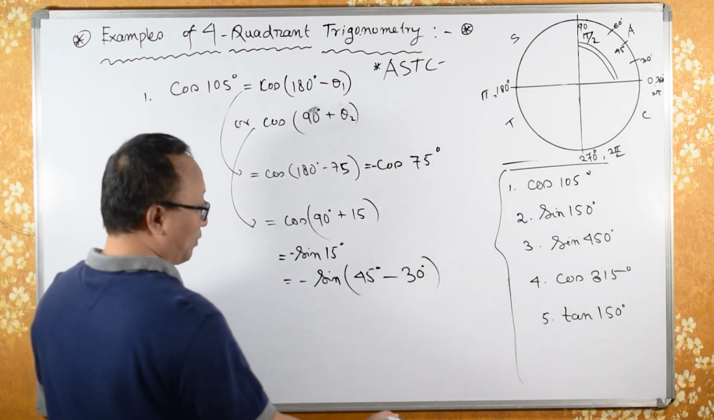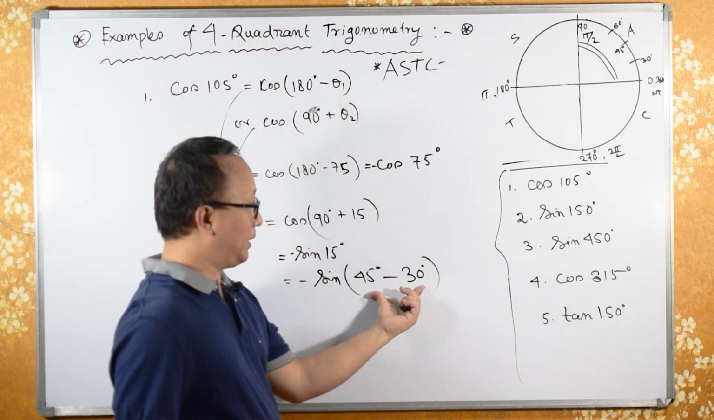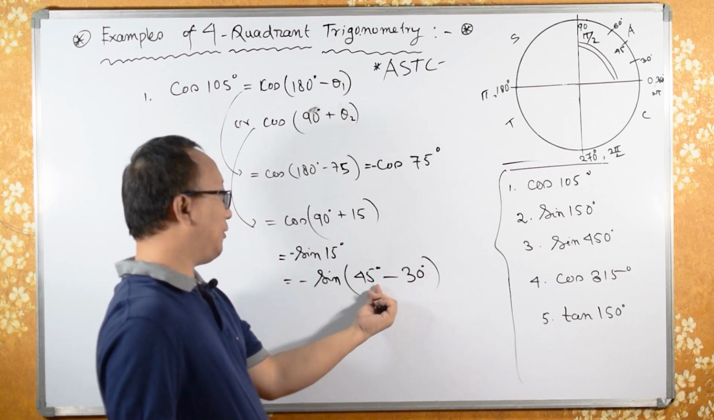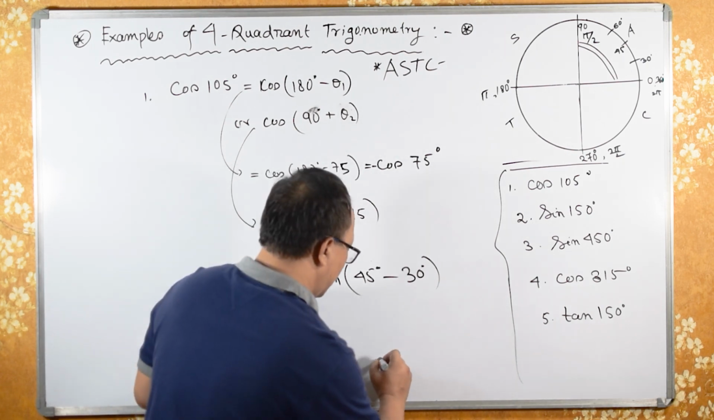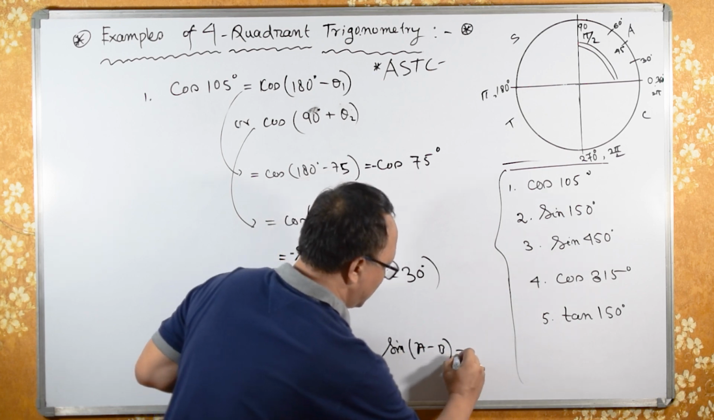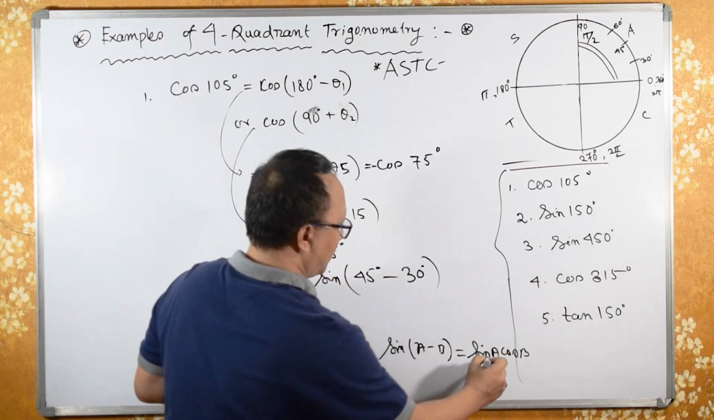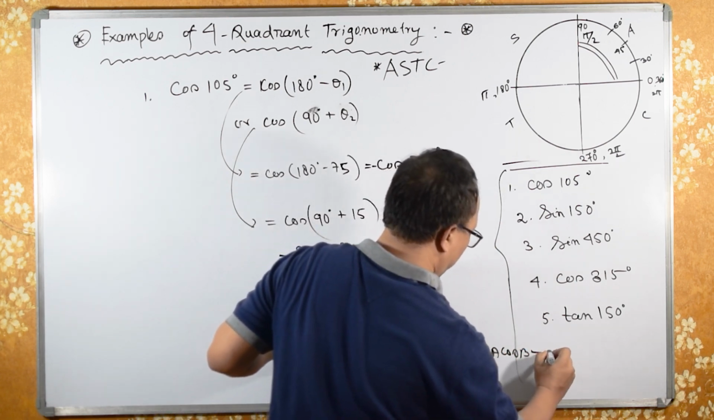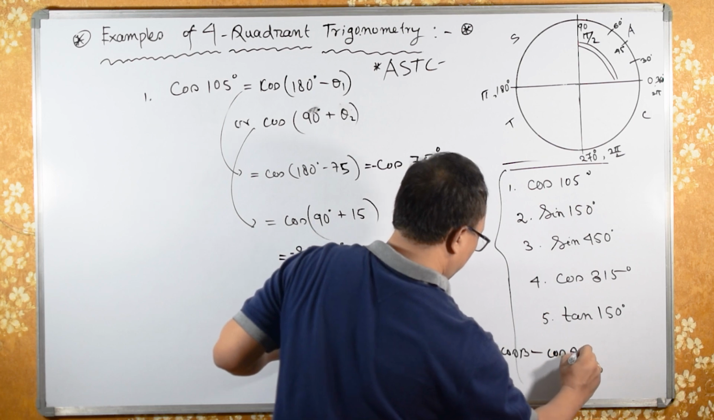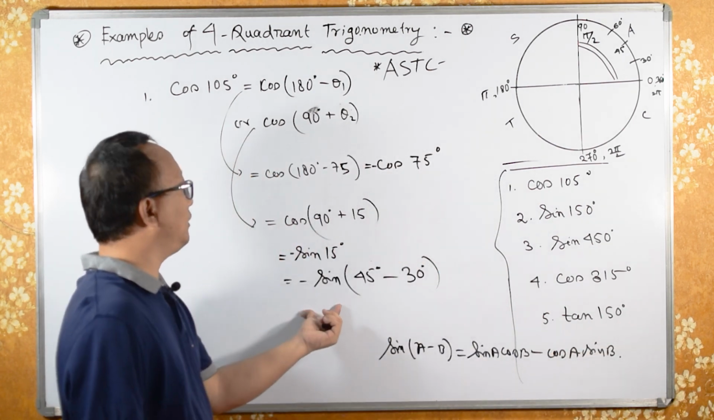We have this formula, sin of a minus b. You can apply that formula. Sin of a minus b is sin a cos b minus cos a sin b. We can use this formula and you can find the value.